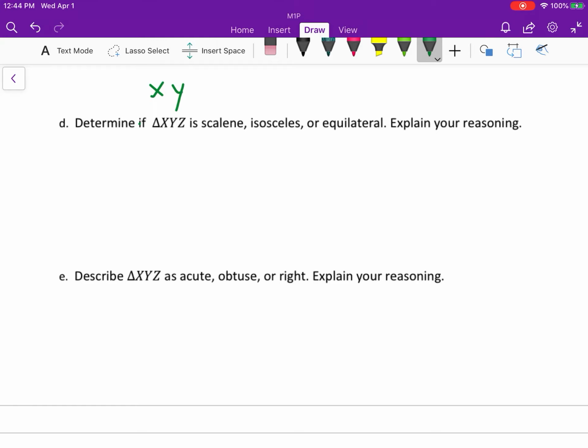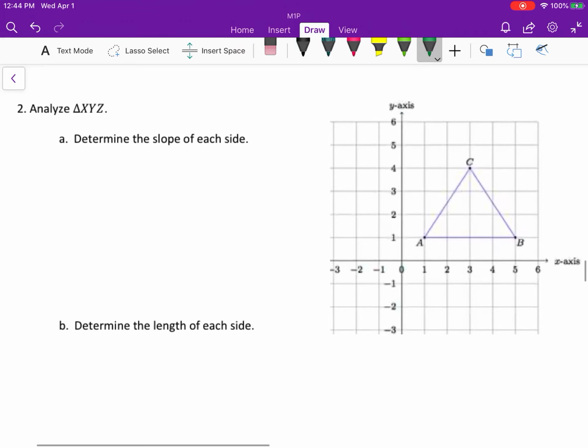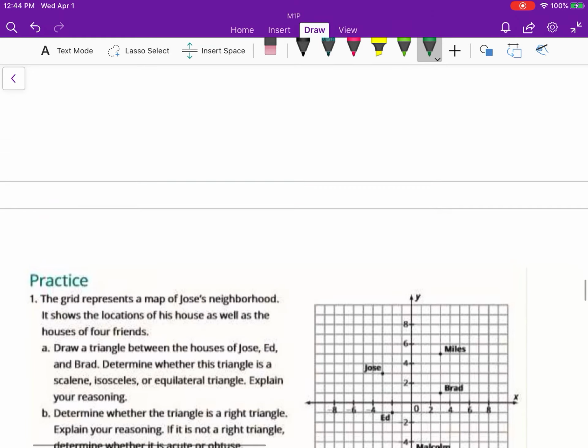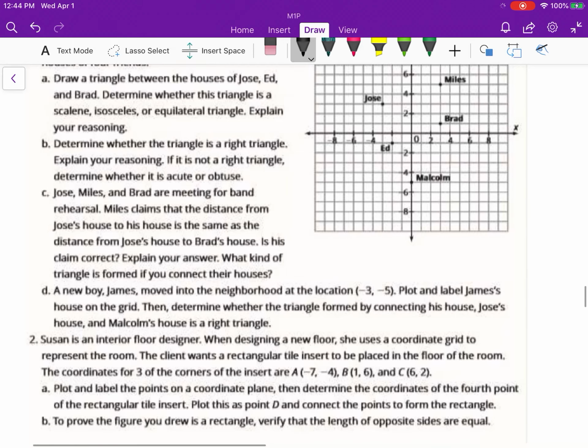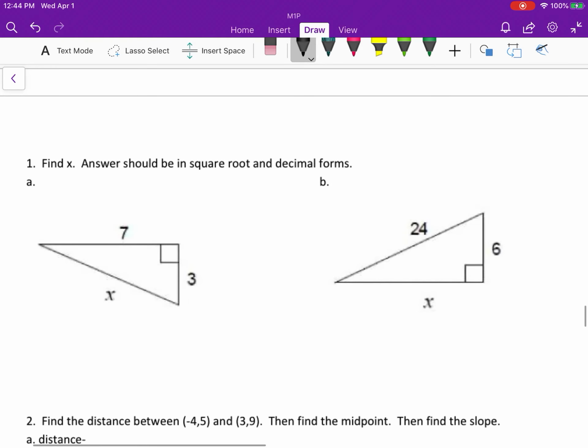Then you are asked to determine what kind of triangle it is, and also asked to describe if it's acute, obtuse, or right. Have another question that does the same thing with that. And that actually ends the lesson. There's a practice here that I found out of the book if you want to do it. What I would really do is these down here.